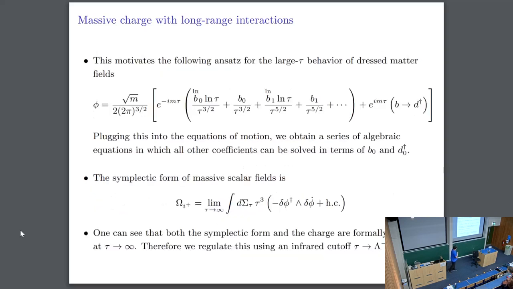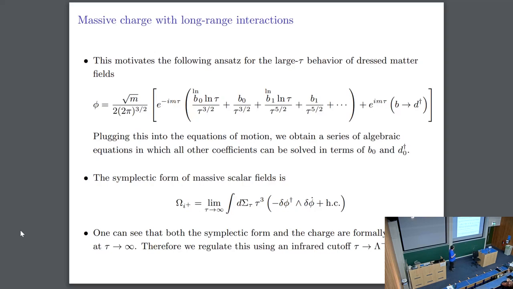Okay, so this fact motivates us to use the following ansatz. We have the B naught log term that goes like the phase. We have a B naught term that corresponds to the free data, and then we have more corrections following up, each with one possible factor of log tau.